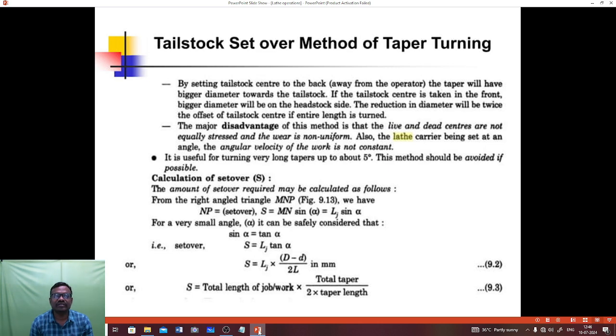The major disadvantage of this method is that the live and dead centers are not equally stressed and the wear is non-uniform. Also, the lathe carrier being set at an angle, the angular velocity of the work is not constant. It is useful for turning very long tapers up to 5 degrees. This method should be avoided if possible.